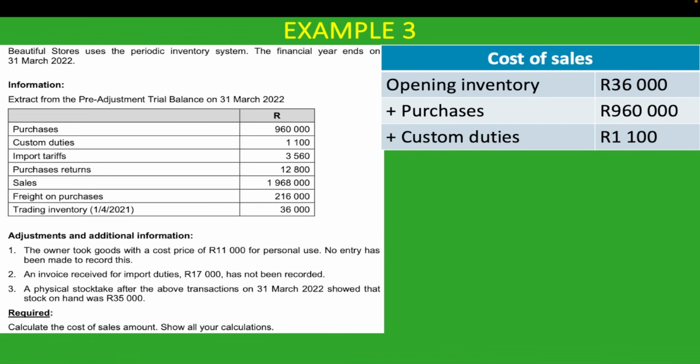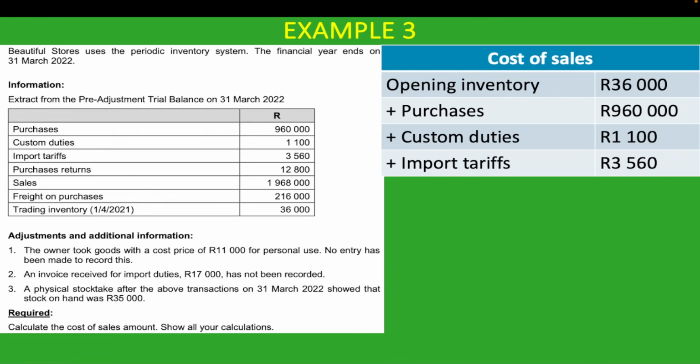So customs duties plus 1,100 Rand. And then we've got import tariffs. This also is added. Whatever import fees or import taxes we're going to pay, we're going to add it to the cost of our inventory. Remember, I read from the standard what is required to be added as the cost of your inventory. So import tariffs, 3,560 Rand. We're definitely going to add that.